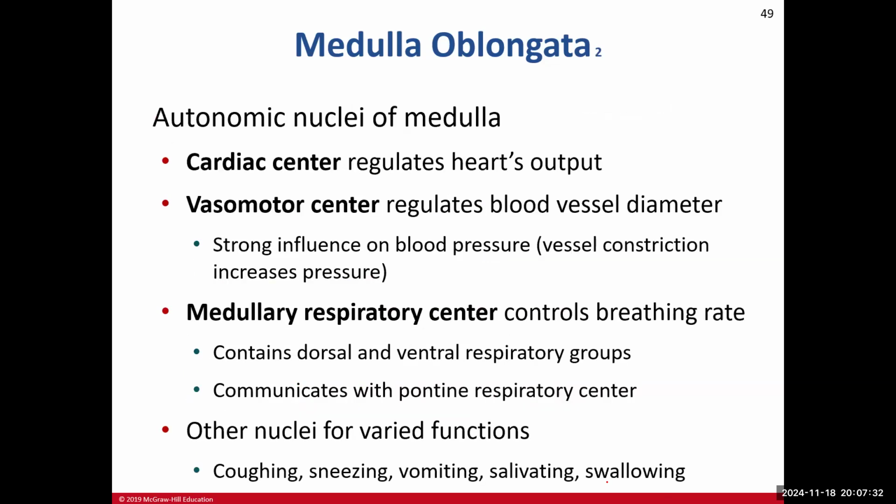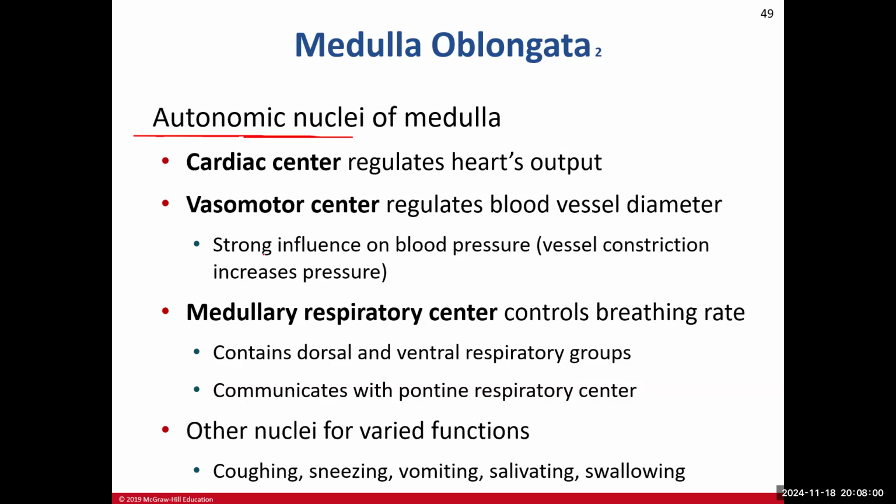So what do we find in the medulla? Well, we're going to find a lot of autonomic nuclei. I like to call them control centers, right? So they play a role. The autonomic nuclei has to do with the autonomic nervous system, right? With sympathetic and parasympathetic. So you'll see here, we got a couple: cardiac center, vasomotor center, medullary respiratory center, and several others.